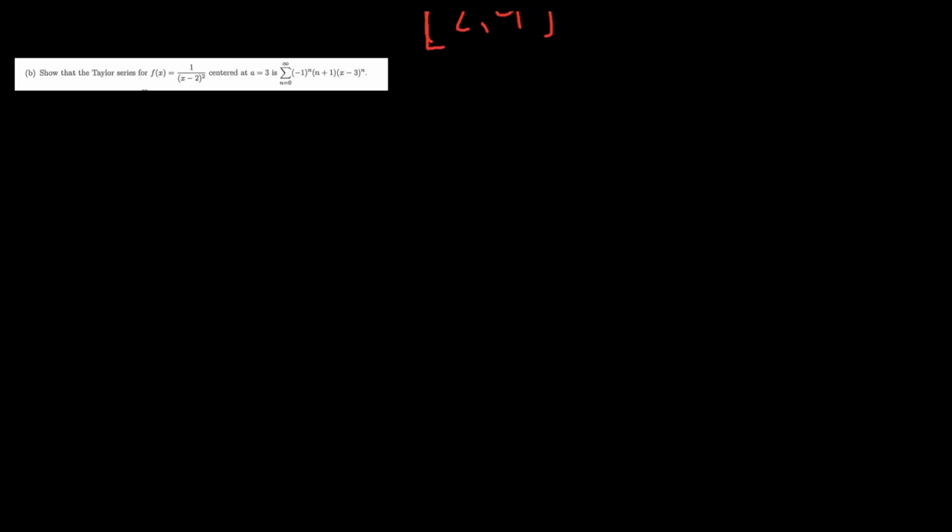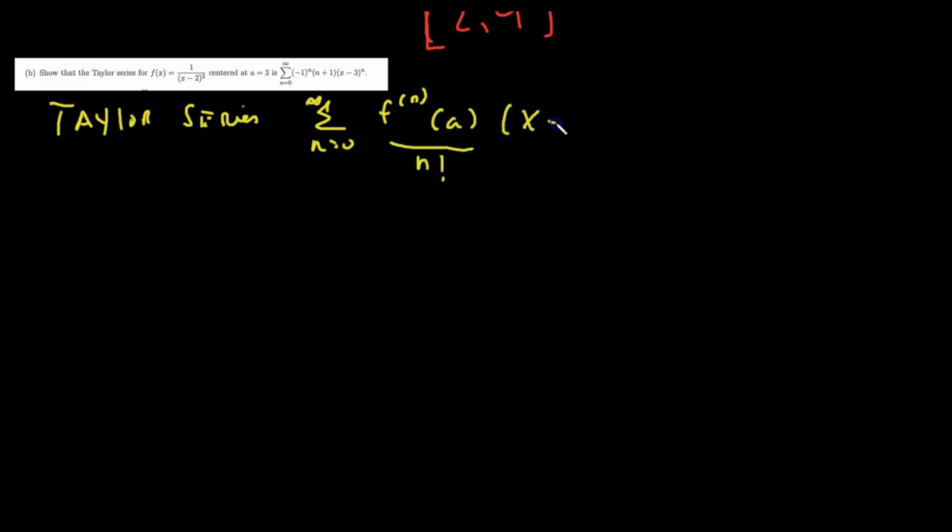Alright guys, part B is asking us to show that the Taylor series for f of x equals 1 over (x minus 2) squared, centered at a equals 3, is equal to that. So we've got to go from that to that. The Taylor series is of the form summation n equals 0 to infinity of f to the n of a over n factorial times (x minus a) to the n. Here f to the n is the nth derivative, a is the point it's centered at, n factorial, x minus a.